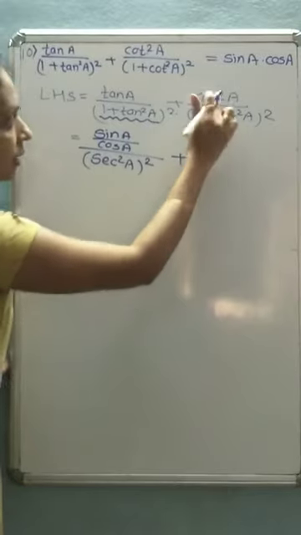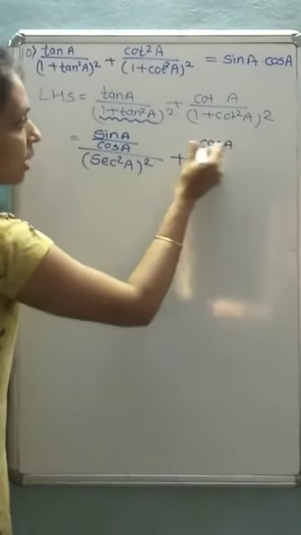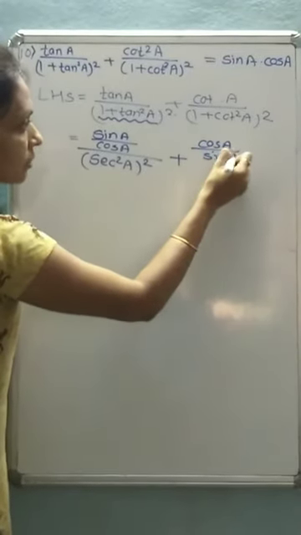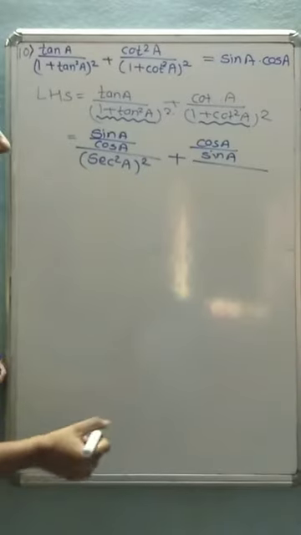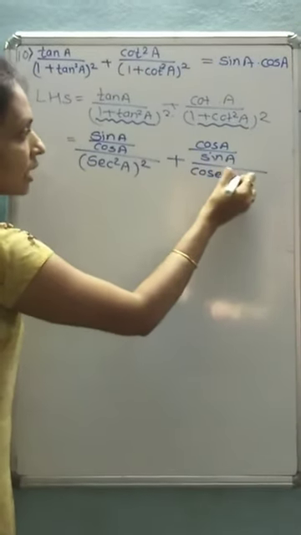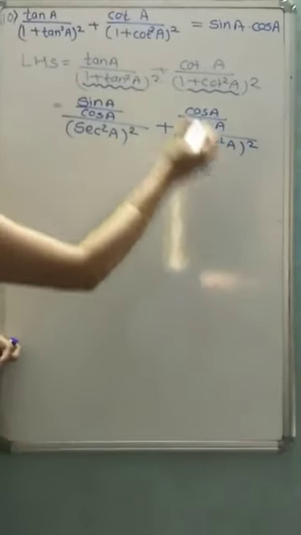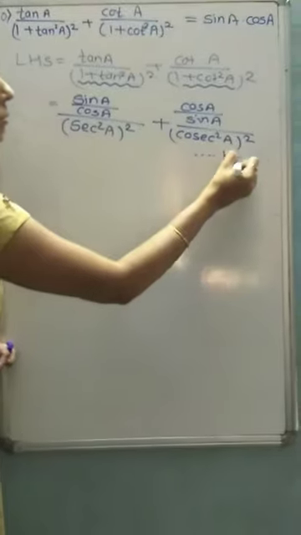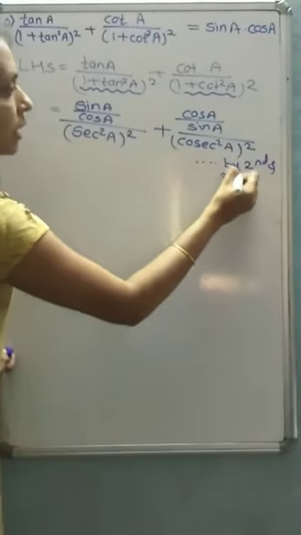similarly cot a is written as cos a upon sin a, upon 1 plus cot square a. By the third identity, 1 plus cot square a is equal to cosec square a, whole squared. Give the reason by second and third identity.